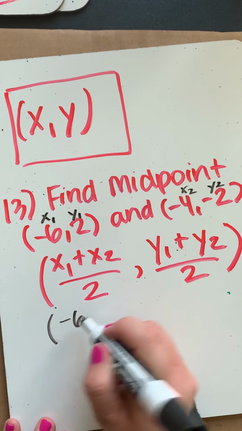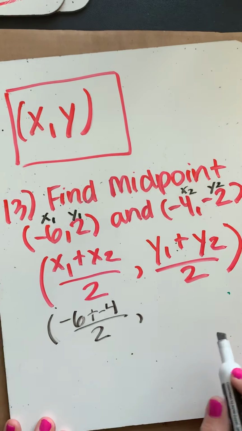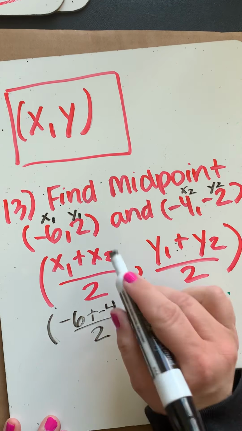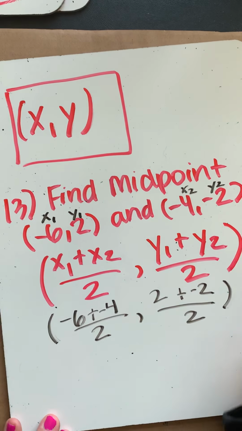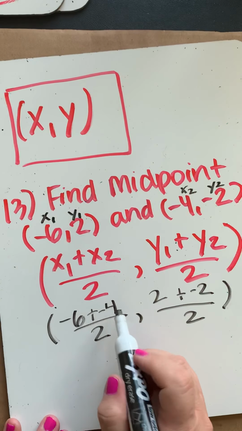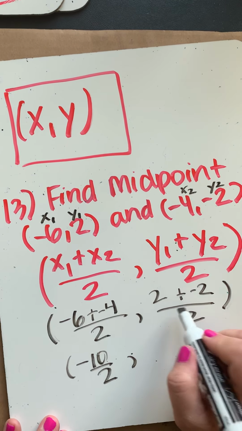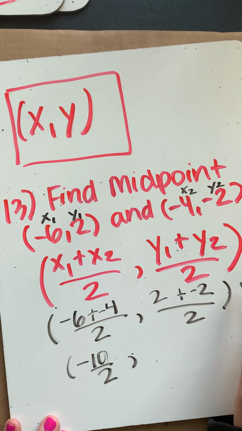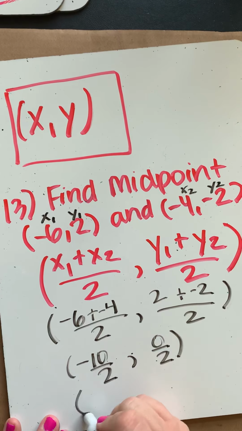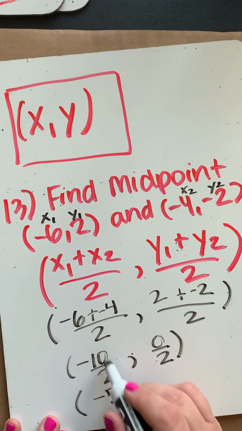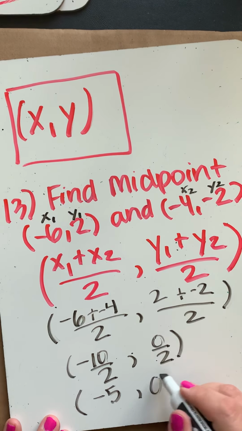So I have -6 plus -4. Watch your signs. And then I have 2 plus -2, divided by 2. Negative 6 plus negative 4 is negative 10. So I've got negative 10 divided by 2. And then 2 plus a negative 2, that's the same as saying 2 minus 2. So it's 0 over 2. I want to simplify these, and I get negative 5, because negative 10 divided by 2 is negative 5. 0 divided by 2 is 0.